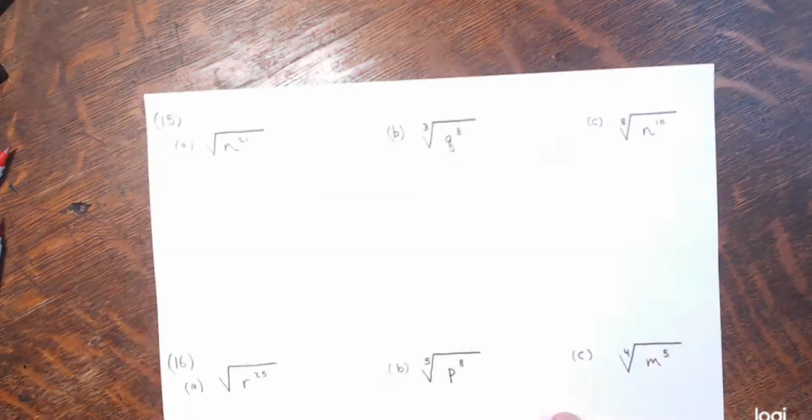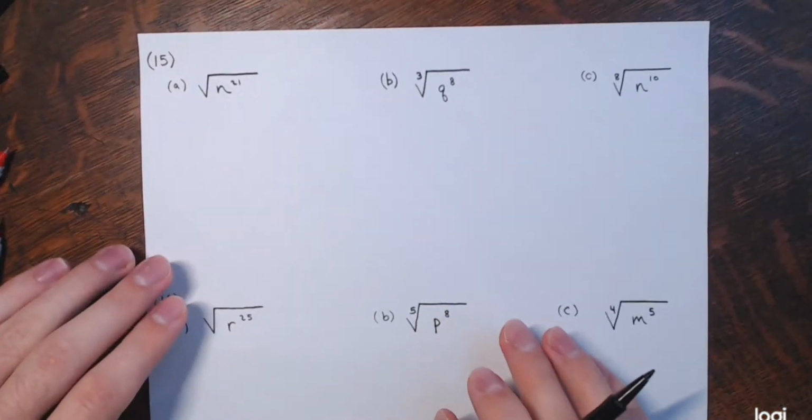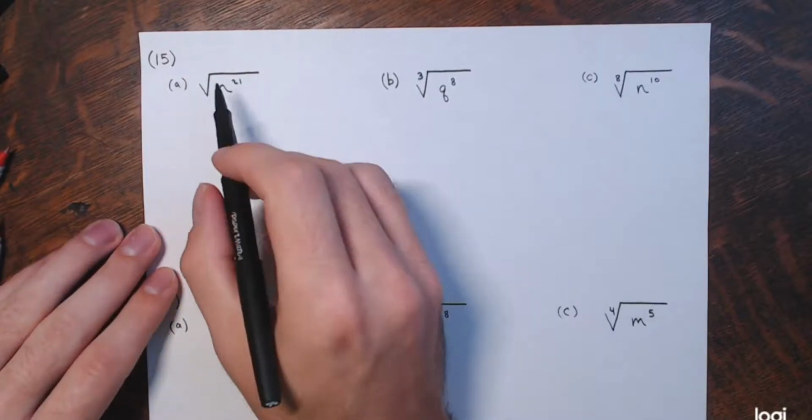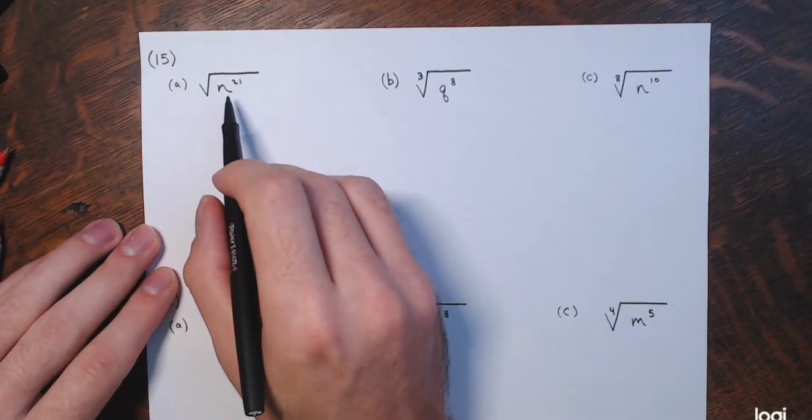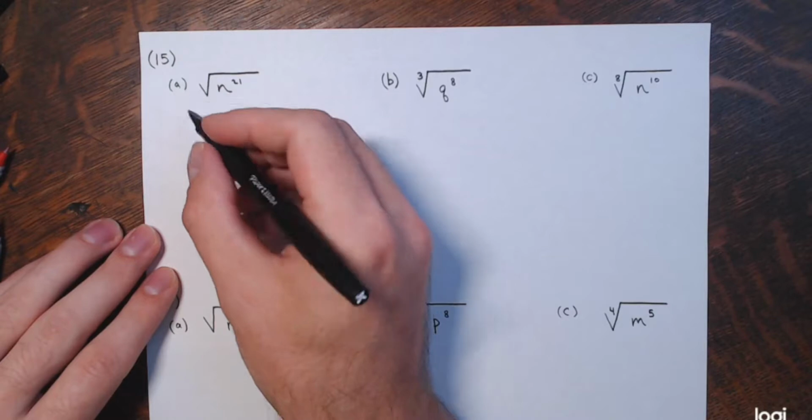Alright, and I've got a bunch more now that are very much like that. So number 15, very, very similar stuff. I'm going to start speeding up a little bit. Square root of n to the 21st.